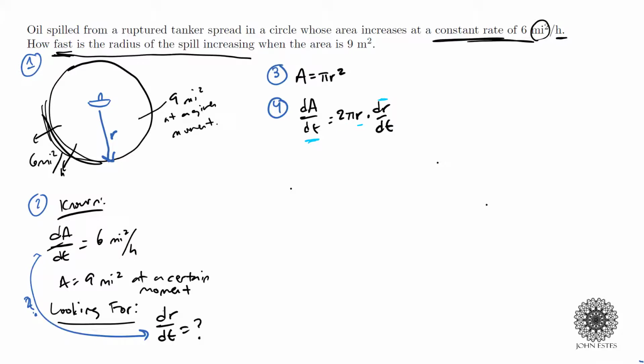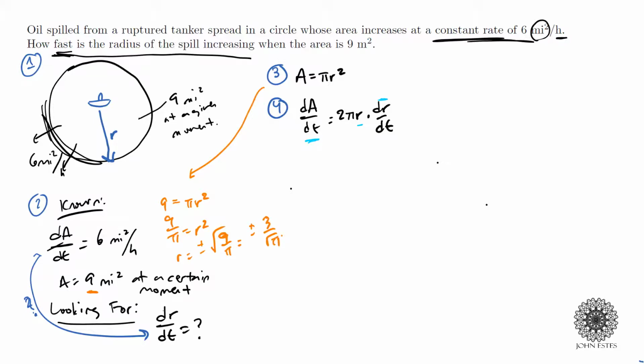So I can go back, though, to part 2 over here and remember, okay, I know that the area is 9 miles squared at that specific moment. So using my area formula, I know that 9 equals pi r squared, or 9 over pi equals r squared. So then that means r would have to be, technically, plus or minus the square root of 9 over pi, which is plus or minus 3 over square root of pi.